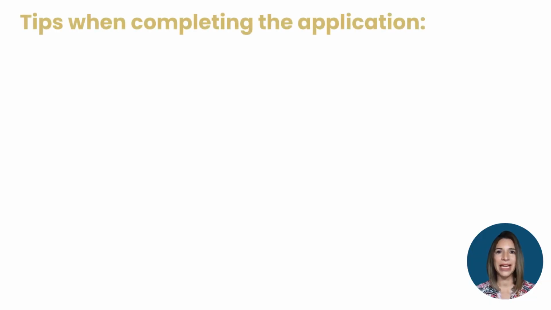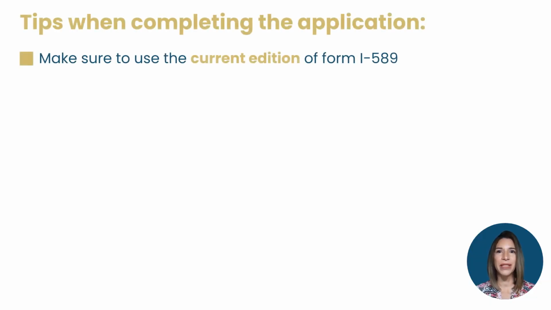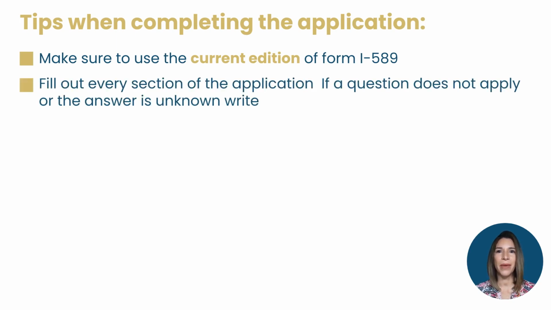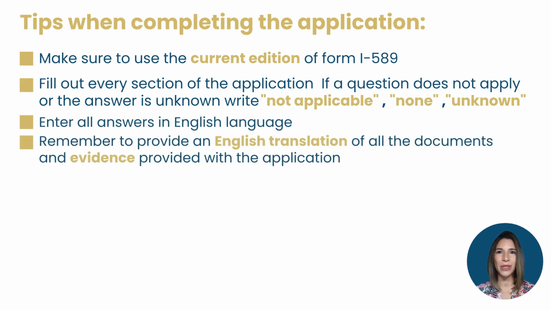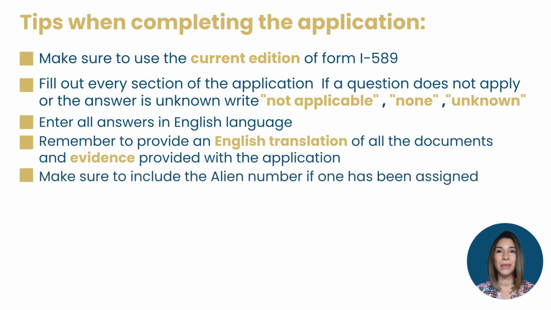Tips: when completing the application, make sure to use the current edition of Form I-589. Fill out every section of the application. If a question does not apply or the answer is unknown, write "not applicable," "none," or "unknown." Enter all answers in English language. Remember to provide an English translation of all the documents and evidence provided with the application. Make sure to include the alien number if one has been assigned.